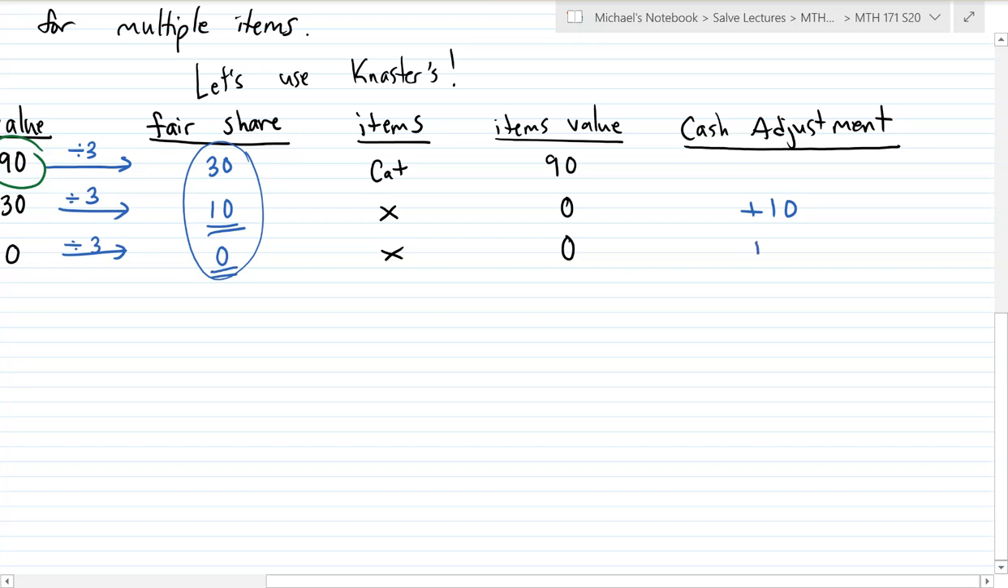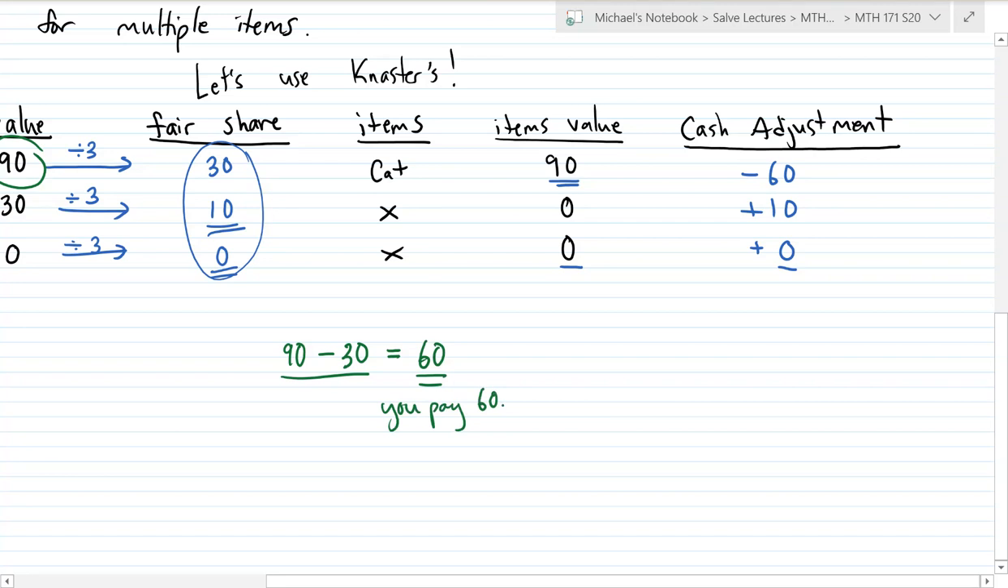Jeff is okay with nothing, so Jeff doesn't need any adjustment. He already has 0, so we just give him 0 more. And for you, you have the cat, which is worth 90 to you, and so you should pay $60 in order to have the fair share of 90. And all I'm doing to calculate that is you have 90, you're trying to get down to 30, so what's the difference between 90 and 30? Well, that's just 60, so you pay 60. That's all I'm doing there.